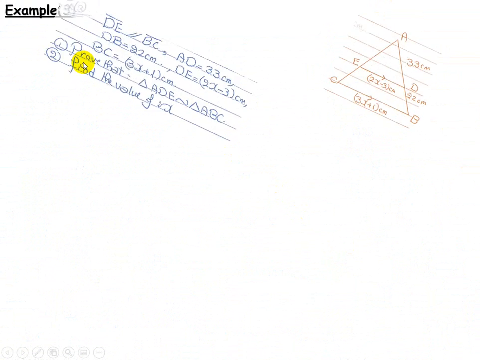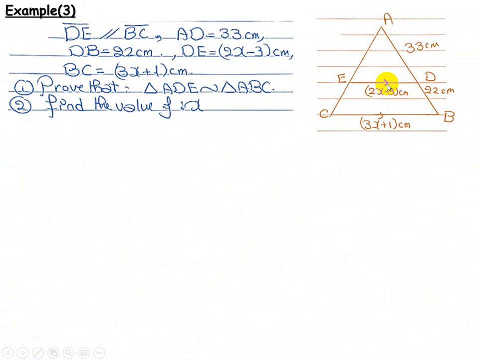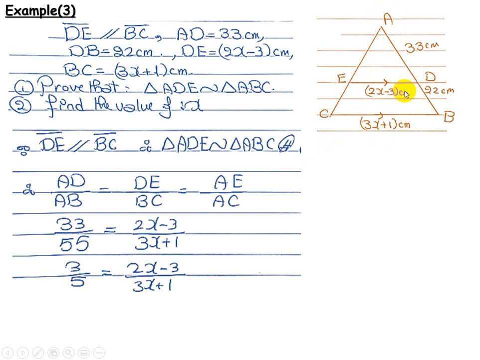Example number 3. In the opposite figure, DE parallel to BC, AD 33 cm, DB 22, DE 2x minus 3, BC 3x plus 1. Prove that triangle ADE is similar to triangle ABC and find the value of x. Since DE is parallel to BC, as corollary number 1, therefore the triangle ADE is similar to the triangle ABC. And we deduce that AD over AB equals DE over BC equals AE over AC.